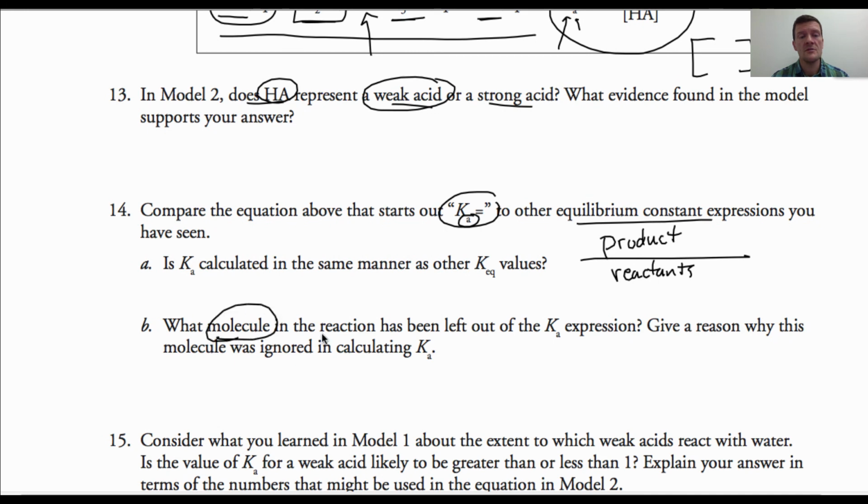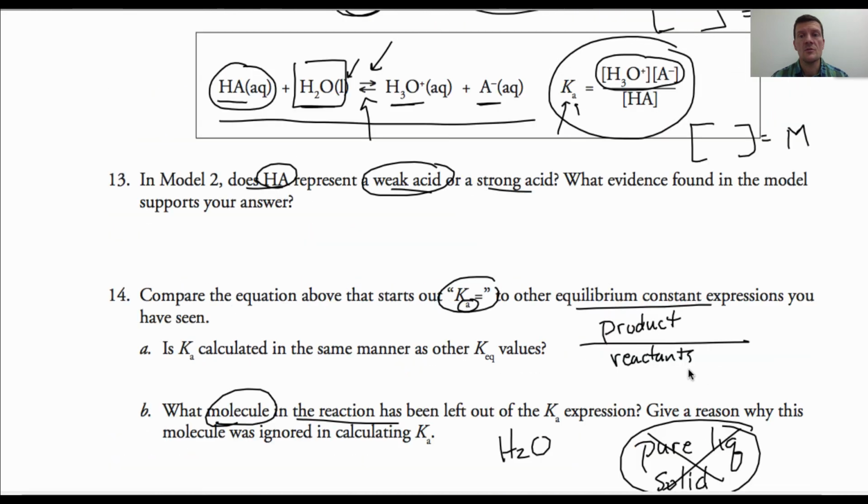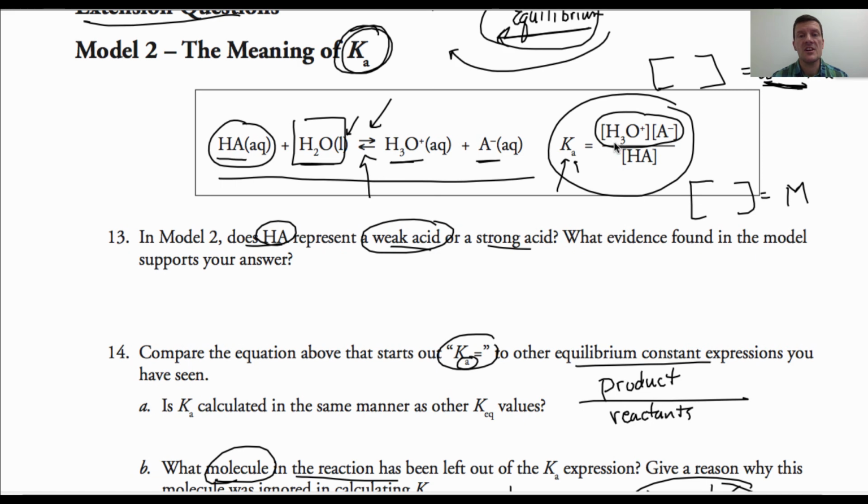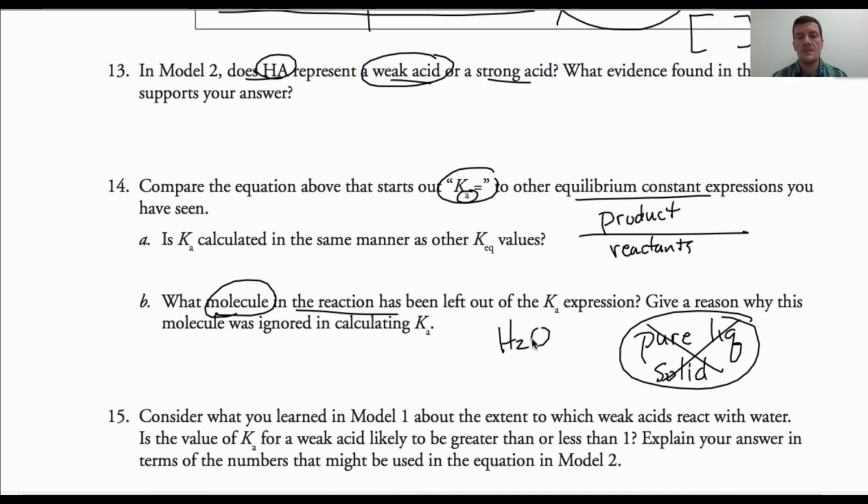What molecule in the reaction has been left out? We did not include water. Why? Because you don't put pure liquids, or for that matter, you don't put solids into an equilibrium constant expression because their concentrations don't change. We're looking for things whose concentration changes. And a solution, an aqueous solution, can have more particles or fewer particles of the solute, so its concentration can change. Okay?